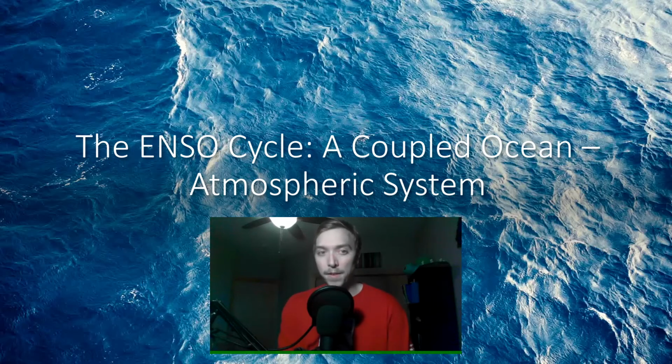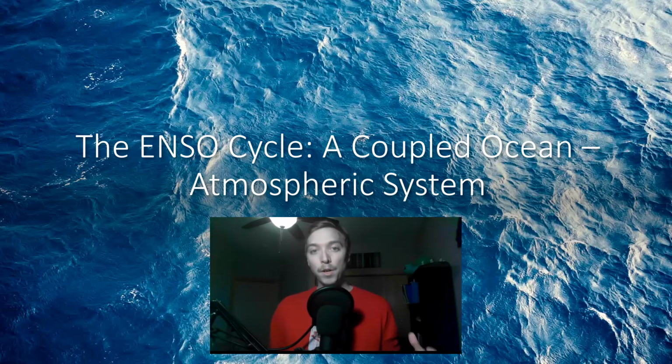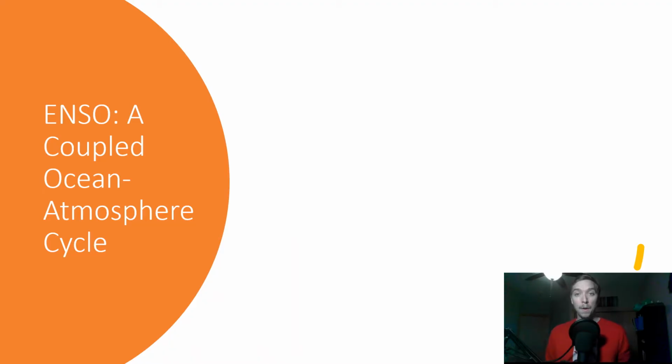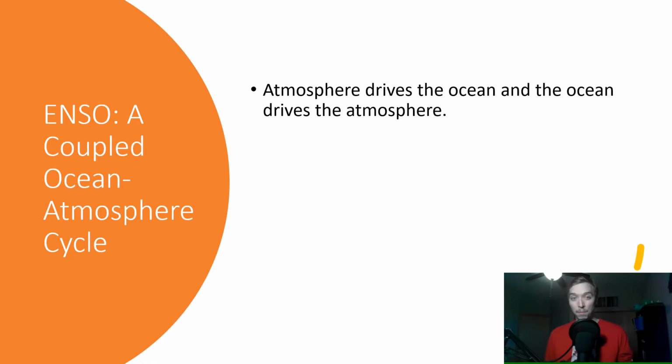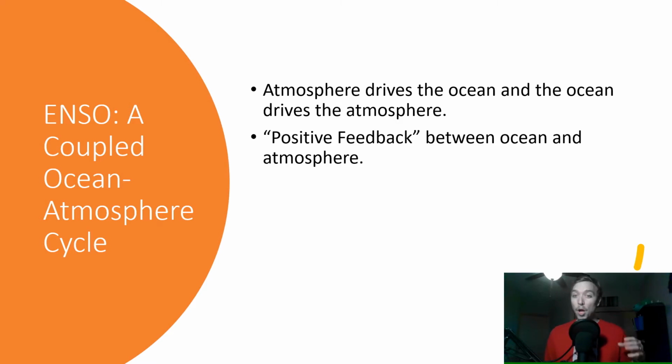So it's important to think of this ENSO cycle as a coupled oceanic atmospheric system. In that system, the atmosphere drives the ocean and the ocean drives the atmosphere. It's what we call a positive feedback loop between the ocean and the atmosphere.